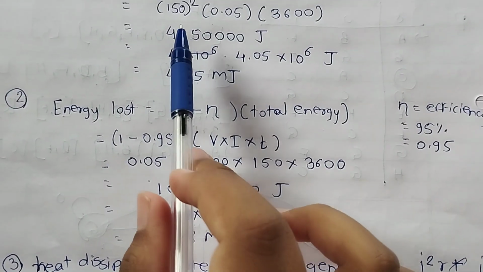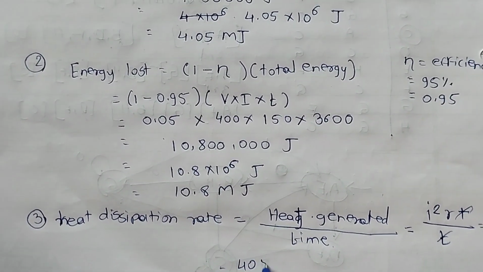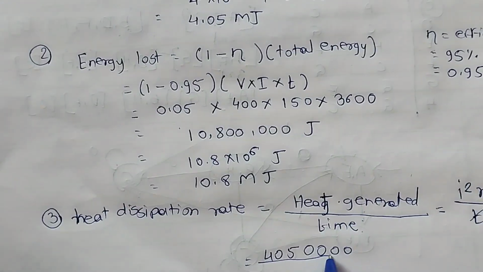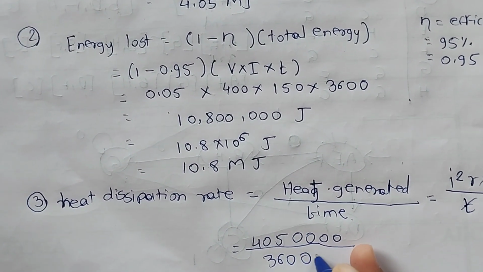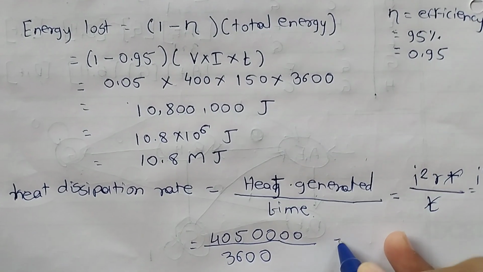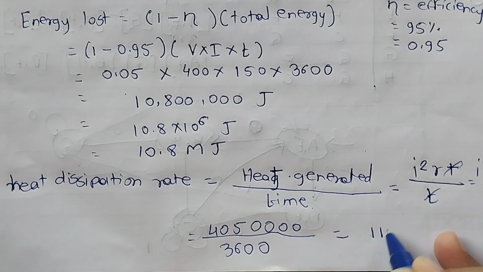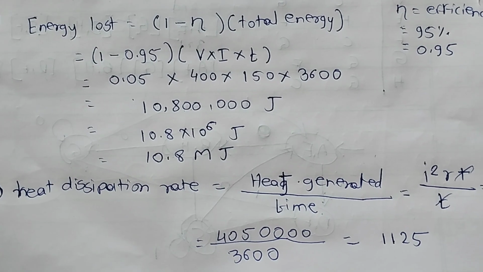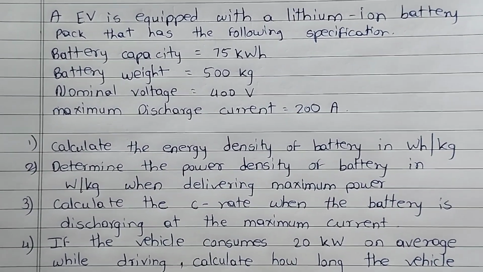So this is nothing but 4050123 divided by time, which is 3600. We calculate here in seconds, so we get the answer 1125. So I hope you all get an idea how to solve the example. Now we see the next question.